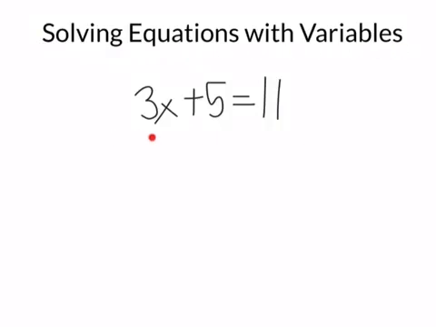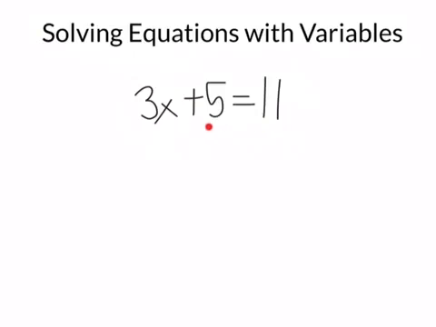So here we have an equation, and we have a variable right here, x. A variable is a letter or a symbol that hides a number. So behind this variable you have a number. Right here we read this as 3x. That's the same thing as saying 3 multiplied by x. So this whole equation is saying 3 multiplied by a number plus 5 is equal to 11.